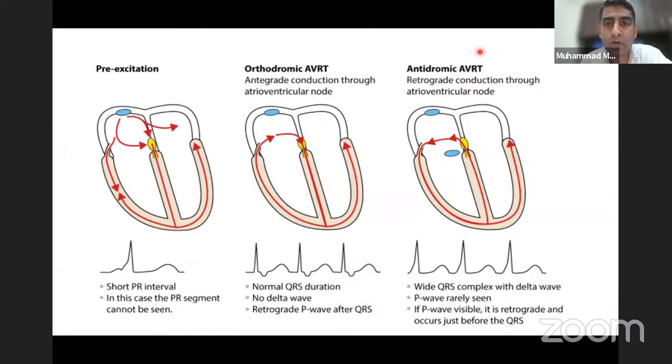And in the antidromic AVRT, the antegrade limb is the accessory pathway. So it goes down through the accessory pathway, not through the normal conduction system. That's why the QRS is broad. And then it comes back through the AV node up to the atrium and goes around and around. So AVRT are usually of two types, orthodromic and antidromic. The most common one we see is the orthodromic AVRT.